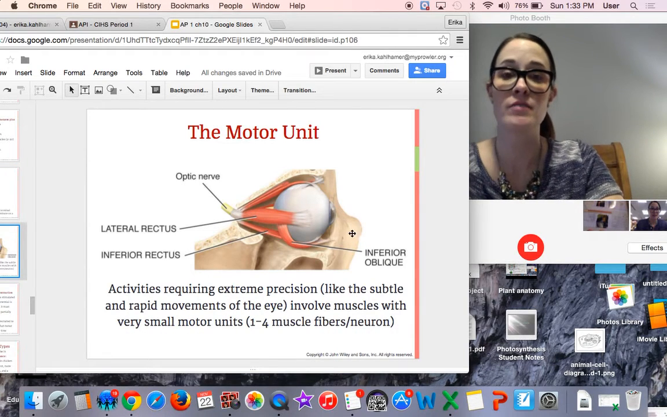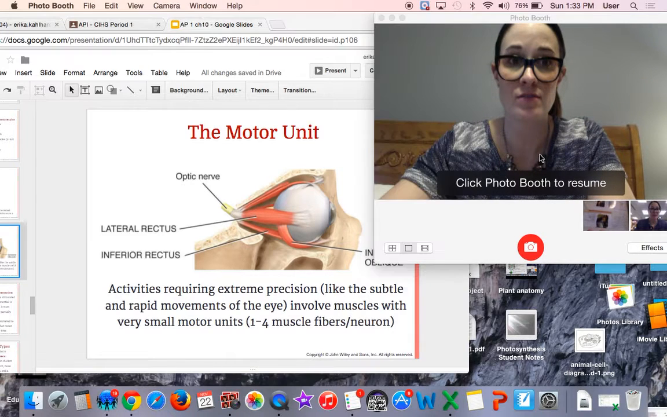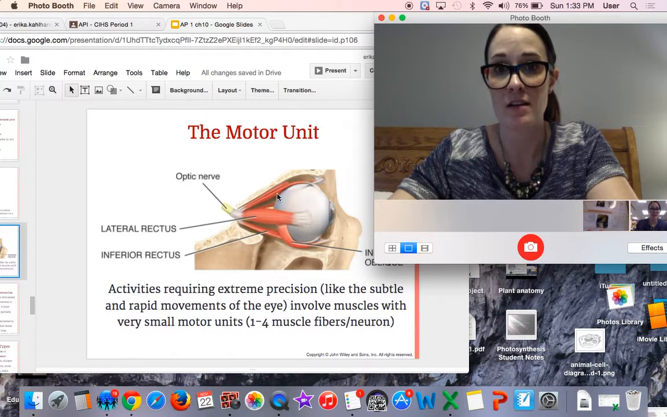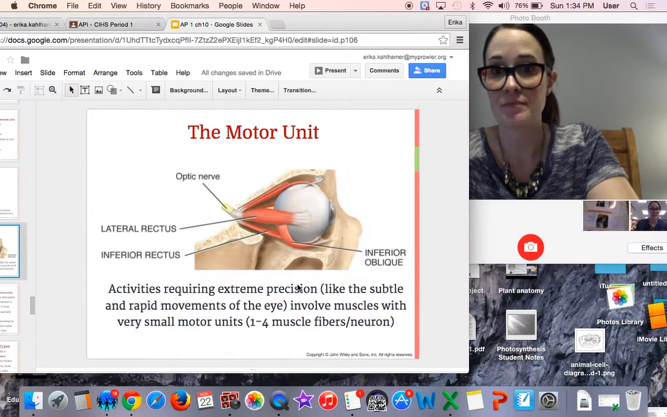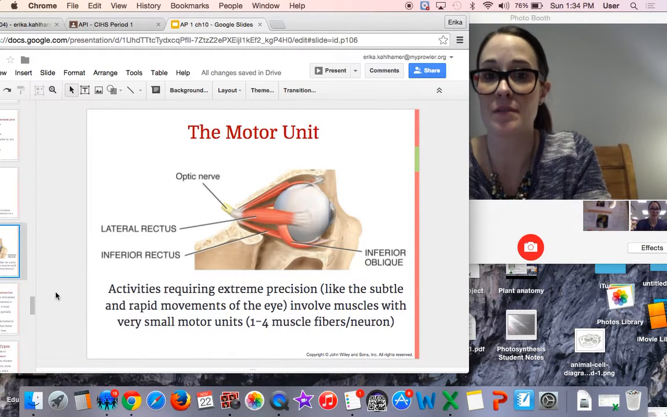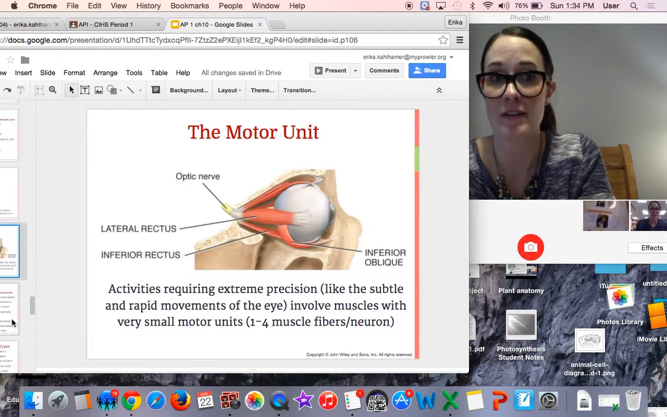Here's the eye, and the extraocular muscles are the muscles just around the eye. Here we see the inferior rectus, and in the back here's the optic nerve. So the message is coming in here. And this is an example of a high precision motor unit. Only 1 to 4 muscle fibers per neuron.